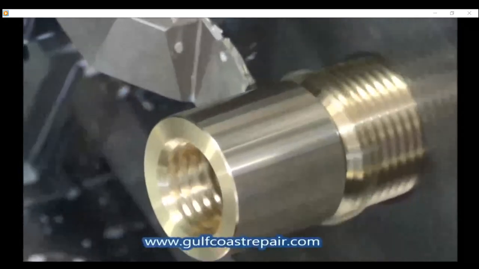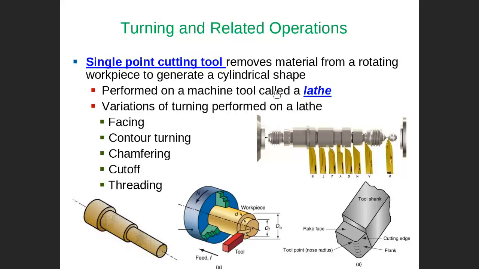Right, so let's go back to the slides again. This is a turning operation. We call it a lathe machine or turning operation. It does facing, contouring, chamfering, cut off, threading. All of this creates a cylindrical shape. Several operations can be done in turning. This is a single point cutting tool, and these are several operations.